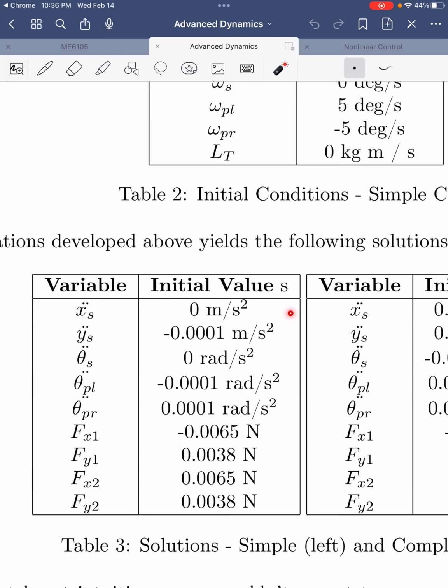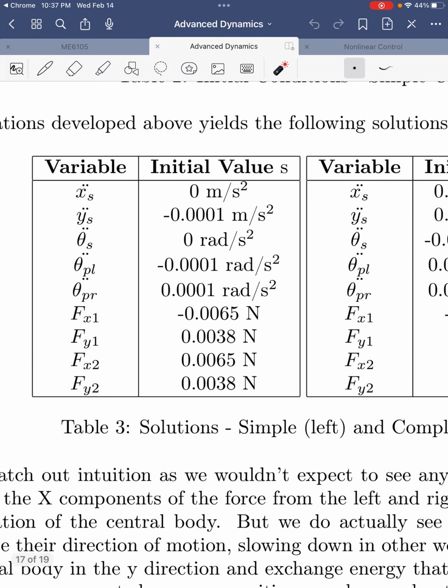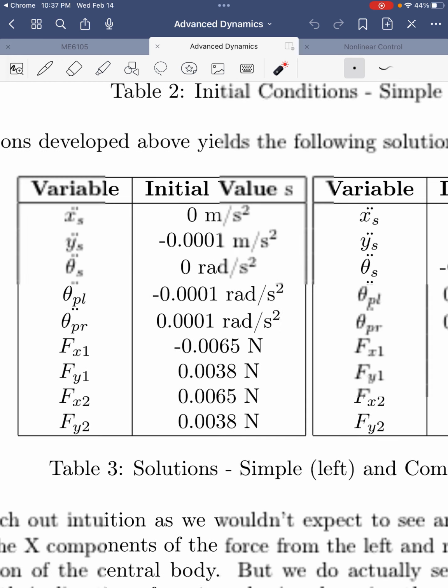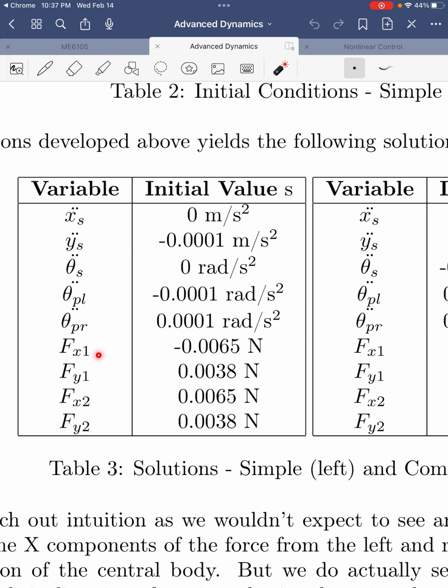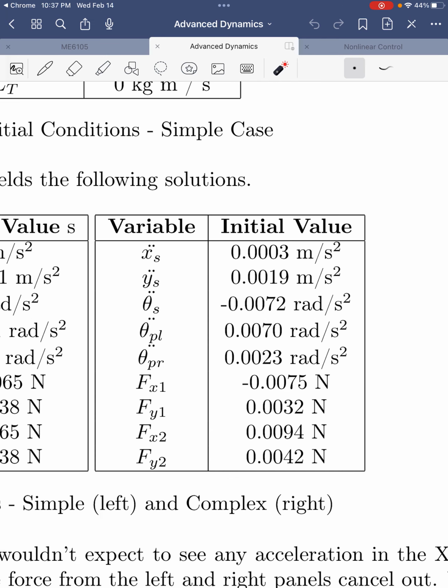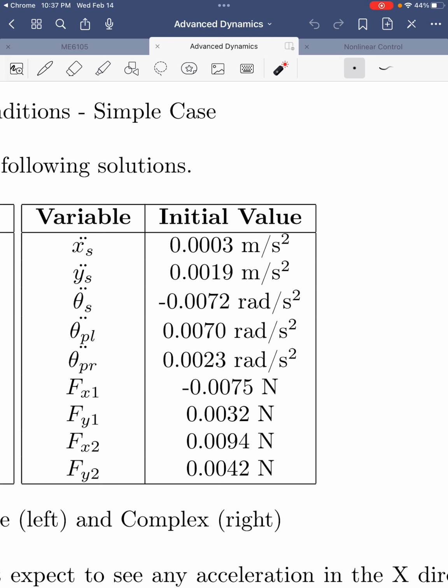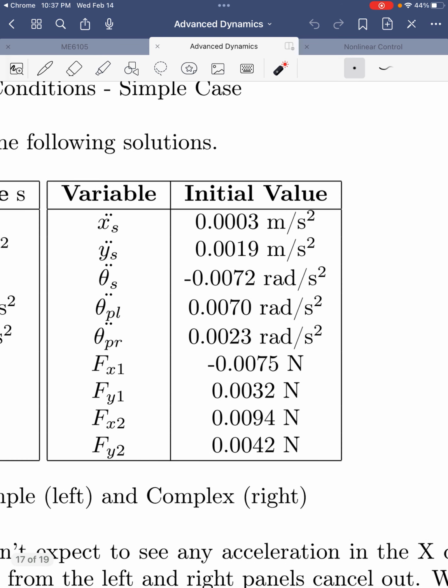No acceleration in x is good. You wouldn't expect that for this symmetrical system. No angular acceleration for the spacecraft body, inverse angular accelerations for the panels, and opposite their rotation rate, which means they're slowing down. And then we see the x forces cancel out, which makes perfect sense. And then the y forces act in the same direction, which I would also intuitively guess. And so those are positive, and we see that the acceleration in y is negative, so that makes sense as well. So that's perfect. So I felt encouraged to move on to this more complicated scenario, and these are the results for that.